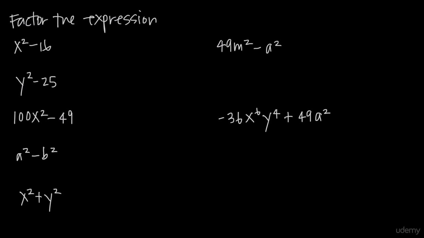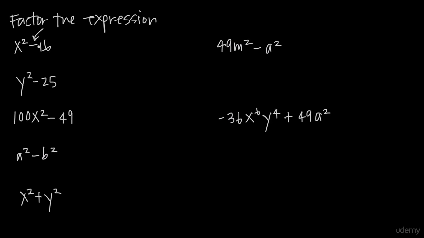In this video, we're talking about factoring the difference of two squares. The reason we call it the difference of two squares is because we have two perfect squares and we're taking the difference between them. So for example, if we look at this first expression, x squared minus 16, we have two perfect squares. x squared is a perfect square and 16 is a perfect square. And we're taking the difference between them. In other words, we're subtracting one from the other.